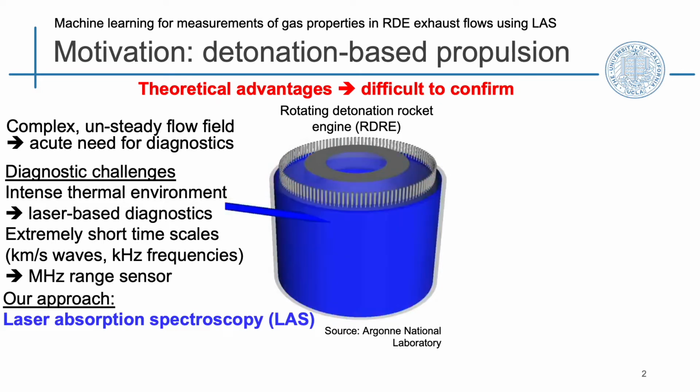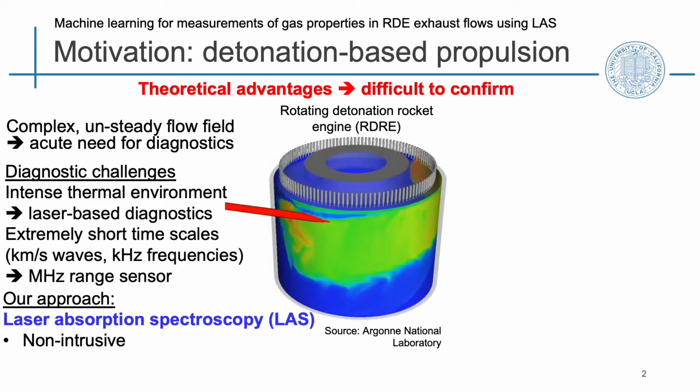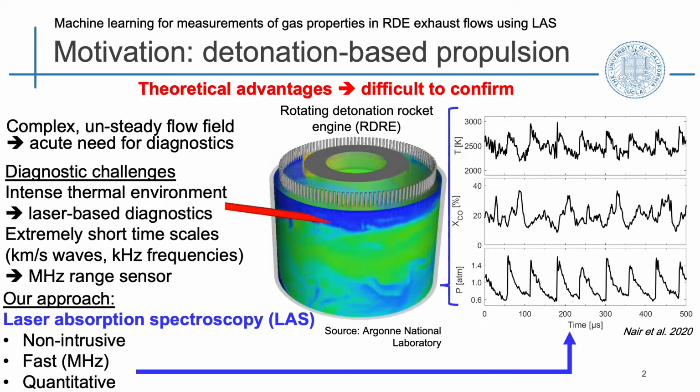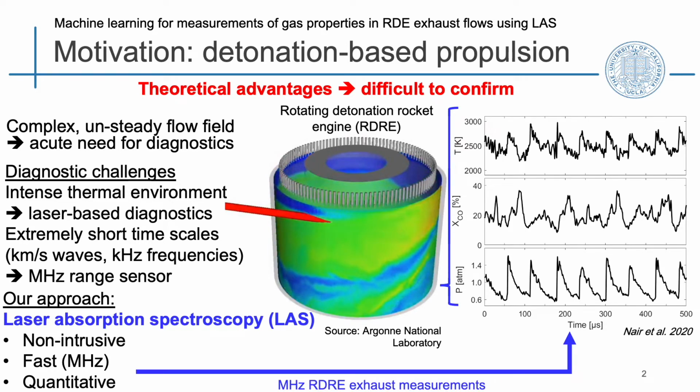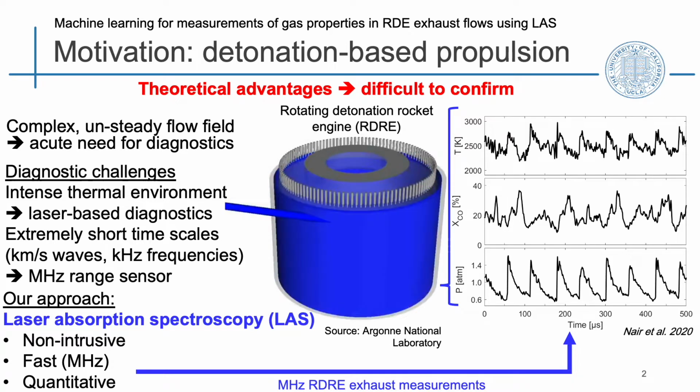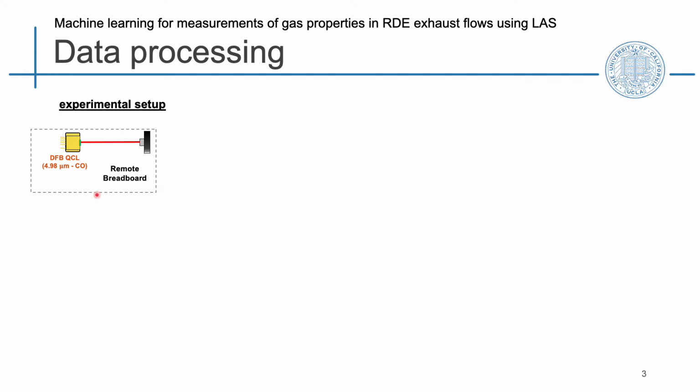Our approach uses laser absorption spectroscopy, or LAS, due to its non-intrusive nature, high speeds, and quantitative value. We recently made megahertz measurements of temperature, pressure, and CO concentration at the exhaust of a rotating detonation rocket engine. Now we'll discuss how we measure these gas properties.